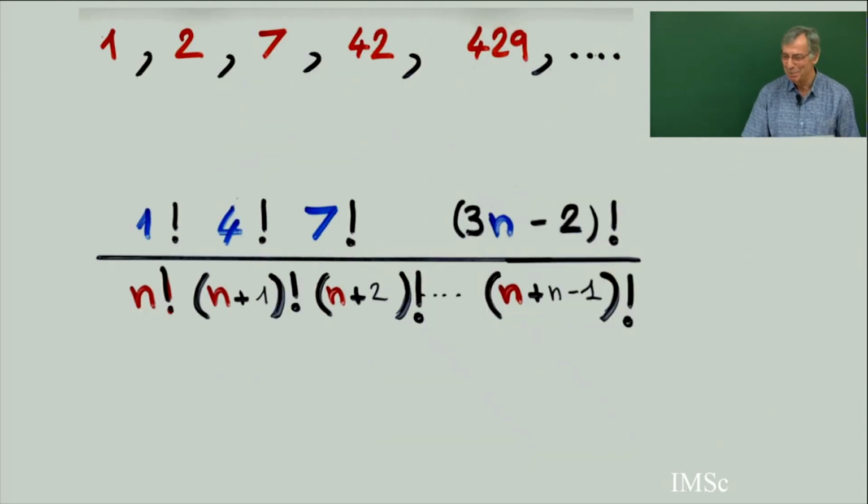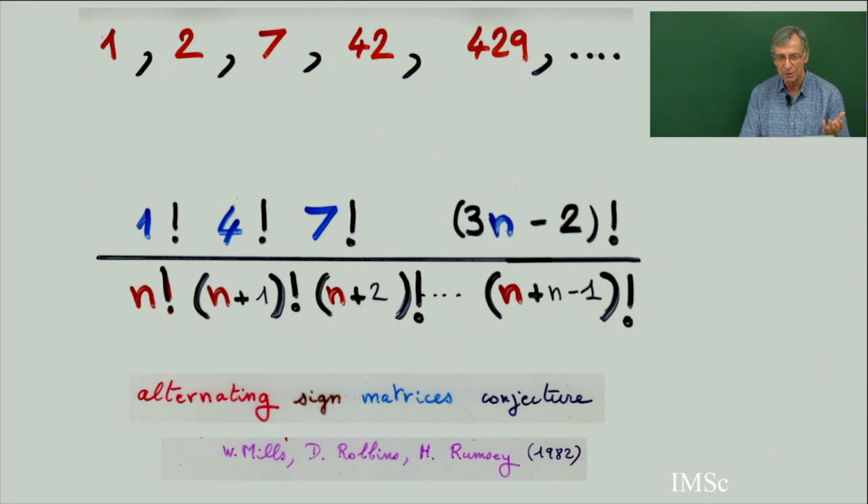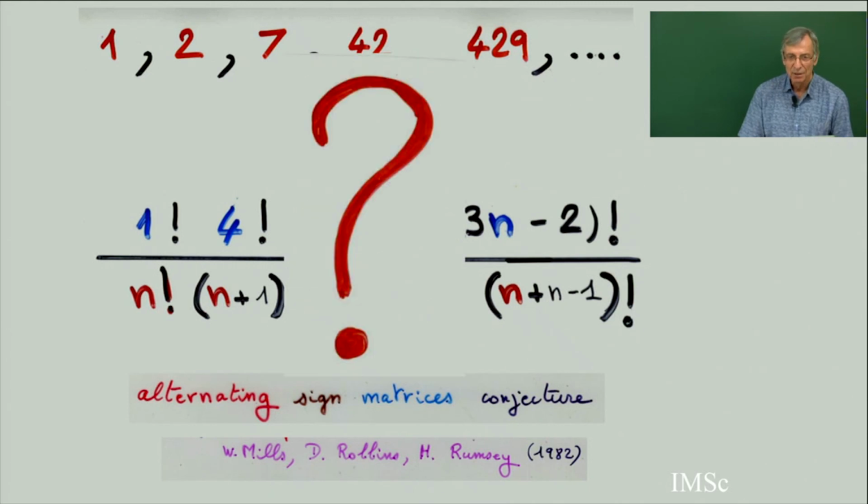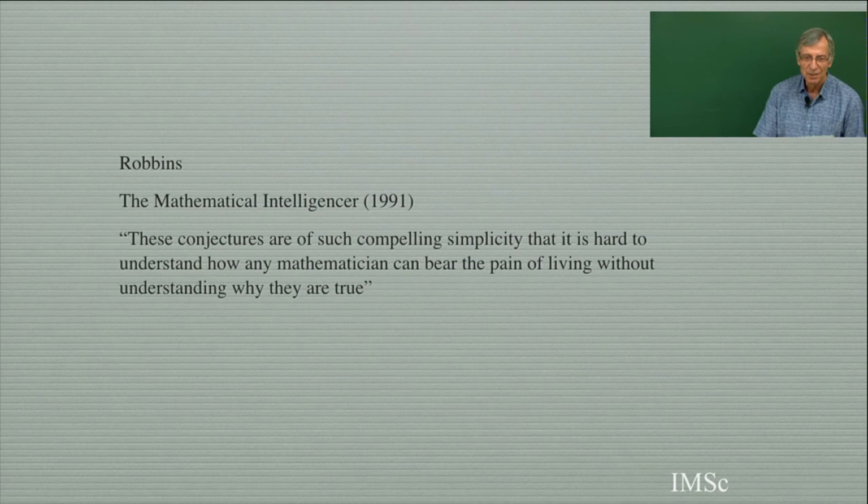And so the Alternating Sign Matrix conjecture: by experiment you can show that the number of n by n Alternating Sign Matrices is this number. And this was the famous Alternating Sign Matrix conjecture, which was stated by Mills, Robbins, and Rumsey in '82. And it took more than 10 years to solve this conjecture. So it was a big problem, and all combinatorists at that time could not sleep for many nights.